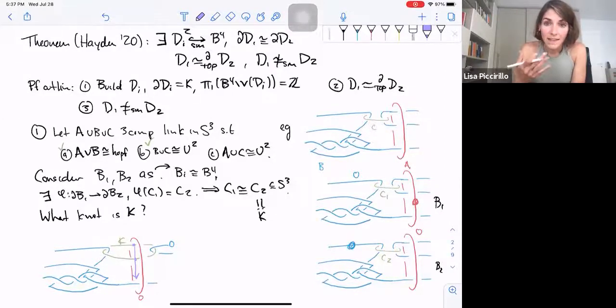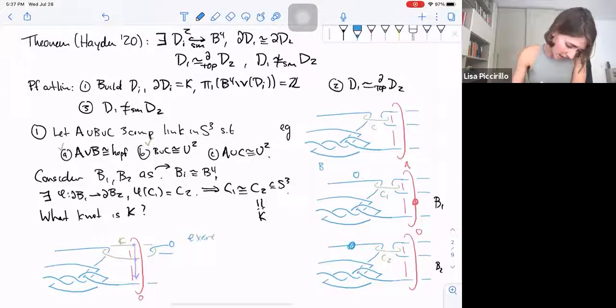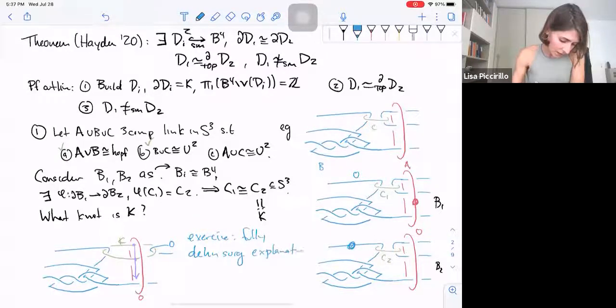The reason I'm asserting you can do that cancellation is because you know you can do it at the four manifold level, so it must also work on the boundary. But I think a really nice exercise here is to come up with a fully Dehn surgery explanation of this red and blue cancellation.